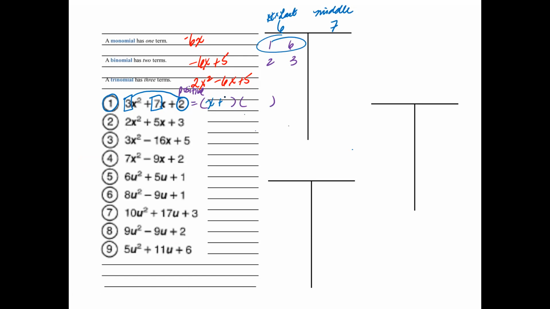So my answer is just x plus 1, x plus 6. But remember, this is not your permanent answer. Because you went ahead and multiplied by a 3 here, the opposite of a multiply is a divide by a 3. 3 does not go into 1, so I just write 3x plus 1. But 3 does go into 6, so 6 divided by 3 is 2. And this right here is your answer.